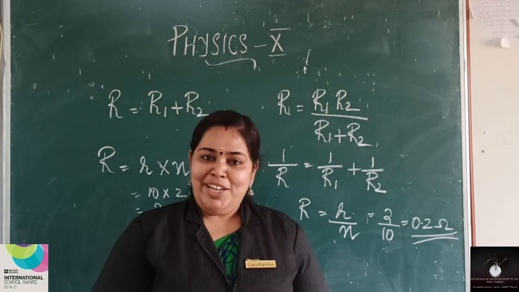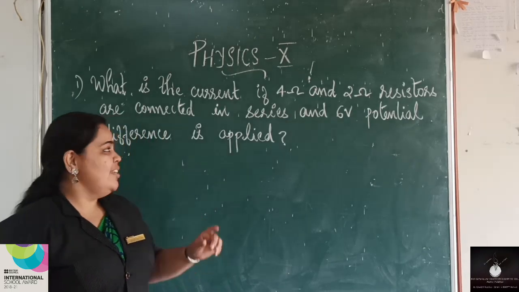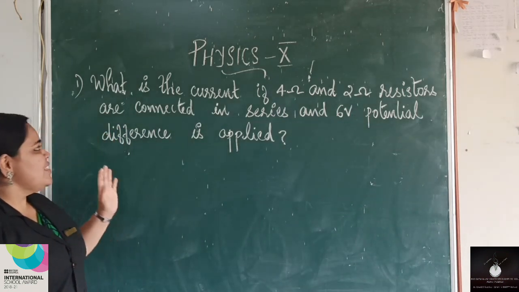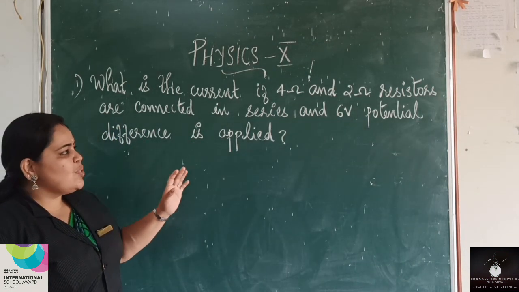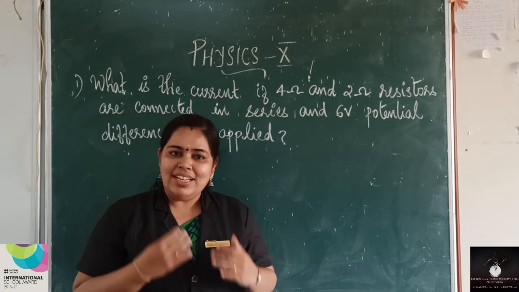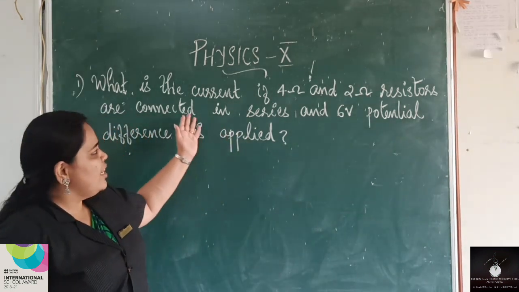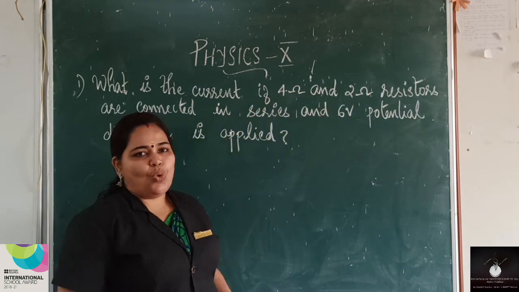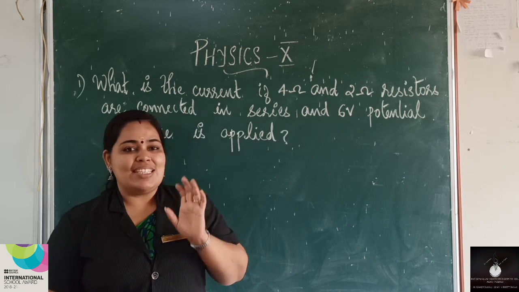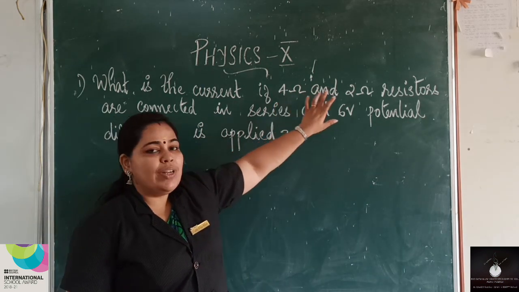Are you ready to do the problems? Okay, get ready. Now the first question. What is the current if 4 ohm and 2 ohm resistors are connected in series and 6 volt potential difference is applied? So, whenever you get a question, just read the question nicely and write down what all values are given there. So see here what all values are given. 4 ohm and 2 ohm resistors. What is this 4 ohm and 2 ohm? They are the resistances. And how will you represent resistance? By the letter R. So here 2 resistances are given.